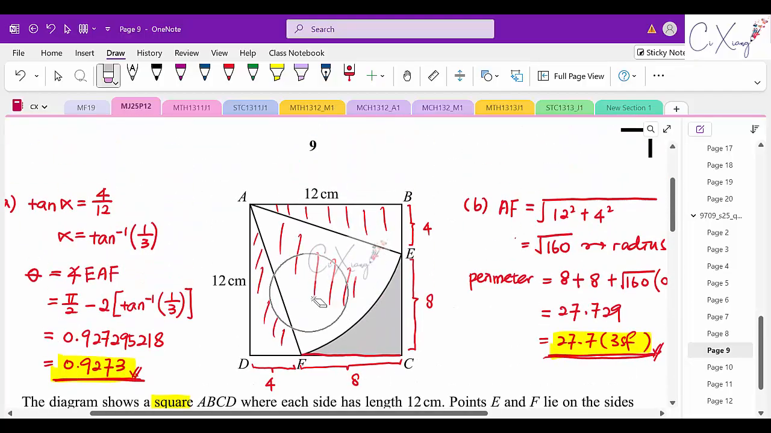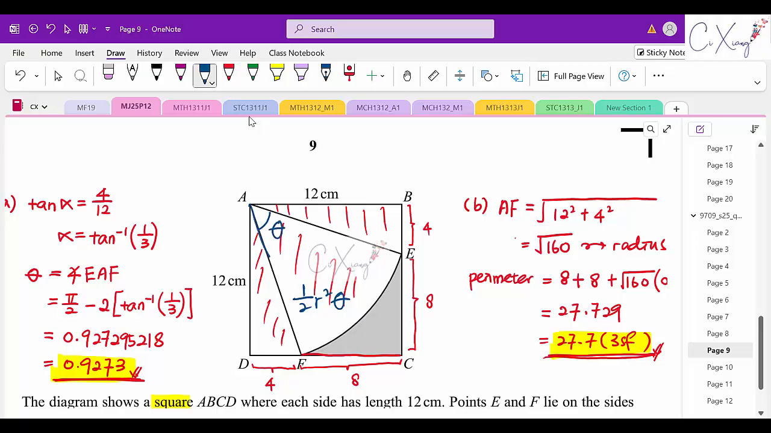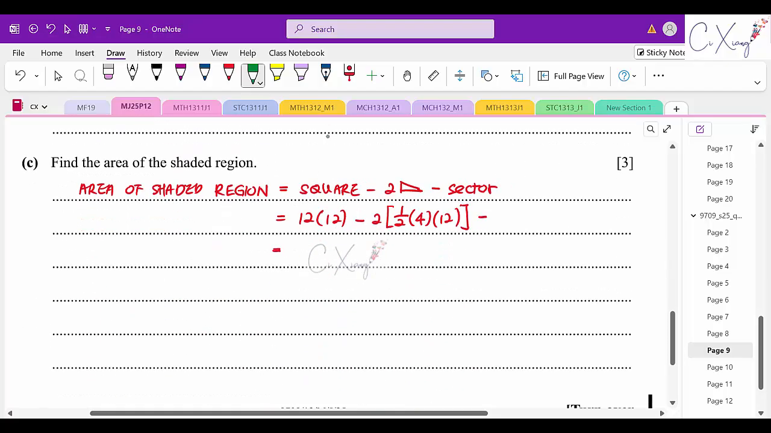How to find the area for this sector? To find the area for this sector, basically the general formula is half r squared theta. You have the theta just now. I also have the radius just now, which is square root 160, right? So I think very easily we can find out the area of the sector, alright? Okay, so I scroll down first. So just to remind you all, the formula for sector is half r squared theta.